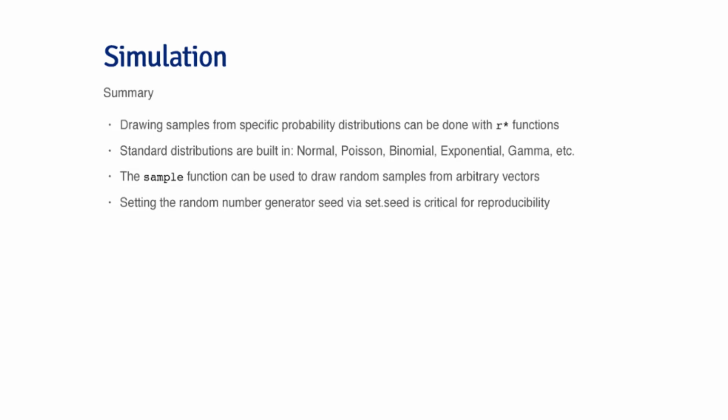The sample function can be used to draw random samples from arbitrary vectors if you want to create your own distribution here. And it's very important to remember to set the random number generator seed anytime you simulate data in R, so that you can reproduce the results that you got at a later date. Lastly, I want to mention here that if you didn't understand the linear models that we discussed here, you don't have to worry. We will cover them in our later course in more depth.